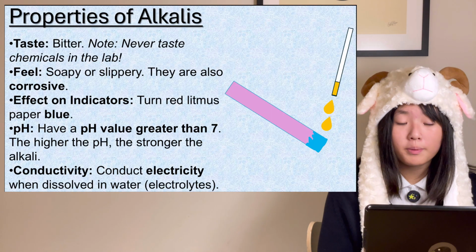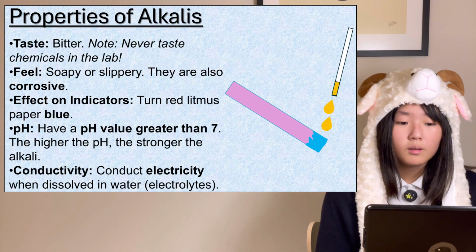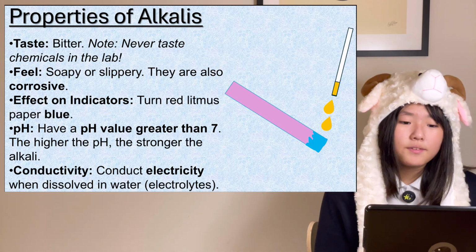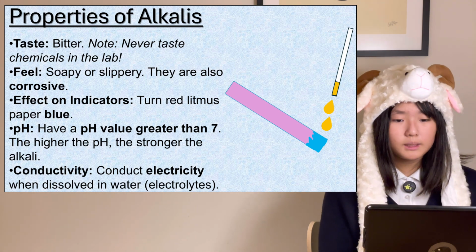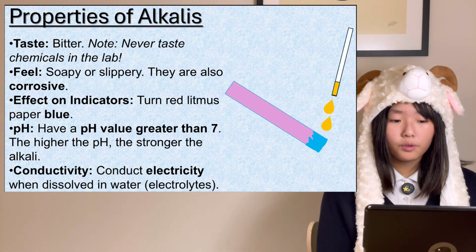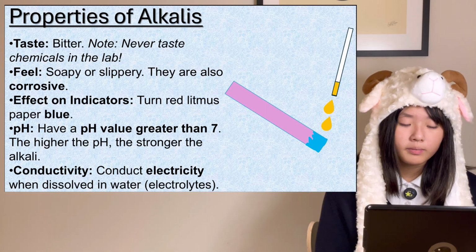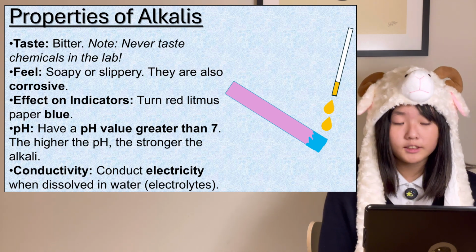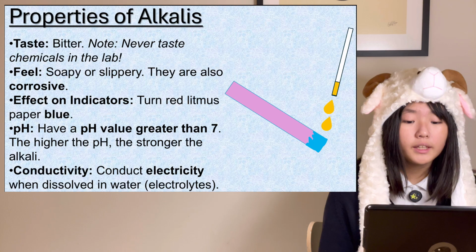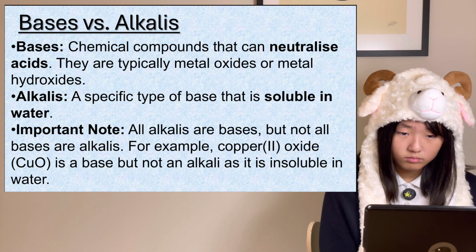Now, I'll teach you some properties of alkalis. They taste bitter, the ones that you can eat. But remember, never eat chemicals that are in a lab. They feel soapy or slippery. They also feel corrosive. The effect on indicators is they turn red litmus paper blue. They have a pH that is greater than 7. The higher the pH, the stronger the alkali. They conduct electricity when they are dissolved in water.